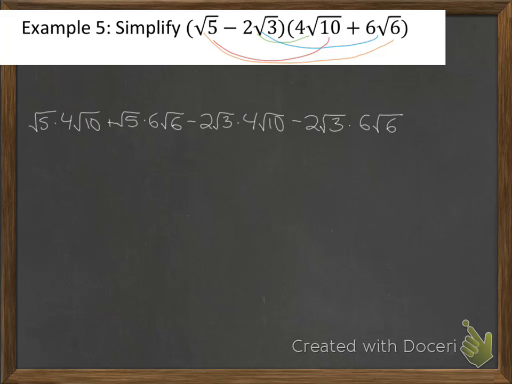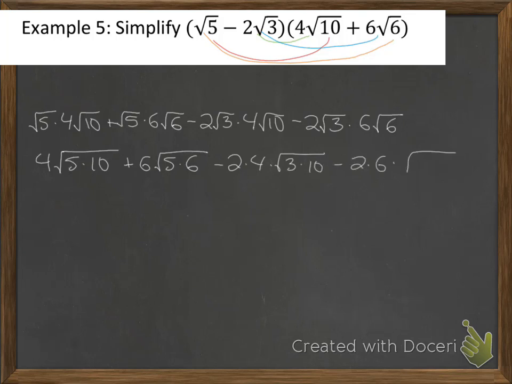All right, so let's simplify this. So I'm going to have 4 times the square root of 5 times 10 plus 6 times the square root of 5 times 6 minus 2 times 4 times the square root of 3 times 10 minus 2 times 6 times the square root of 3 times 6.